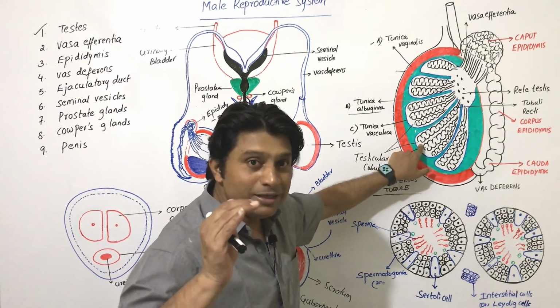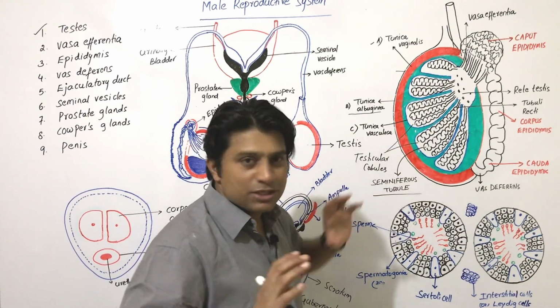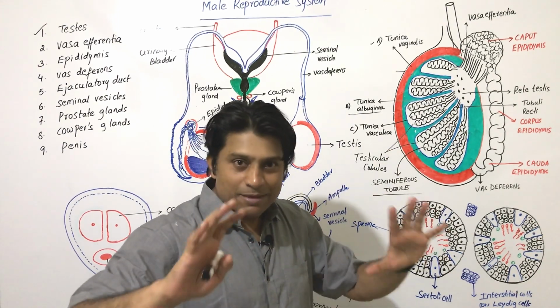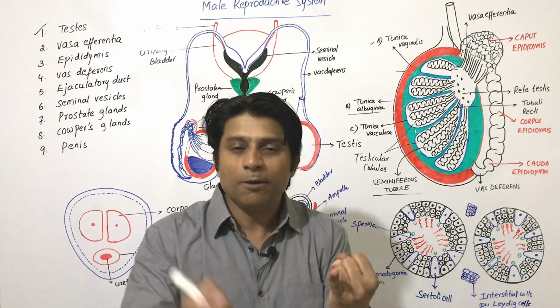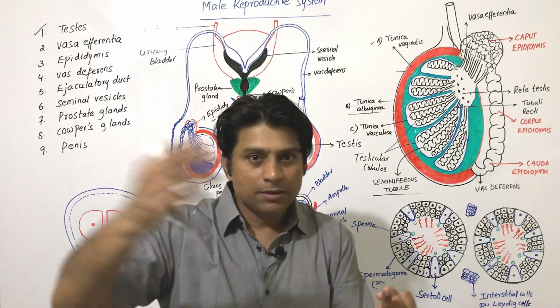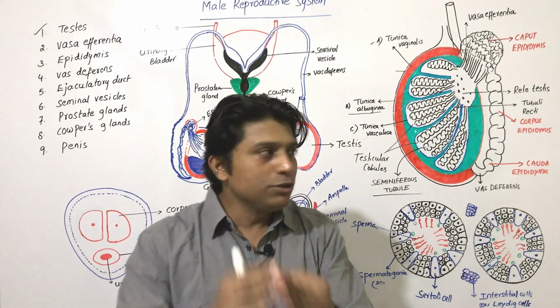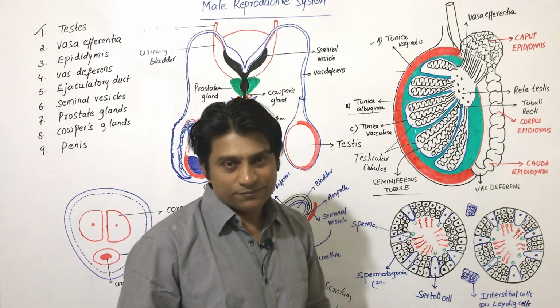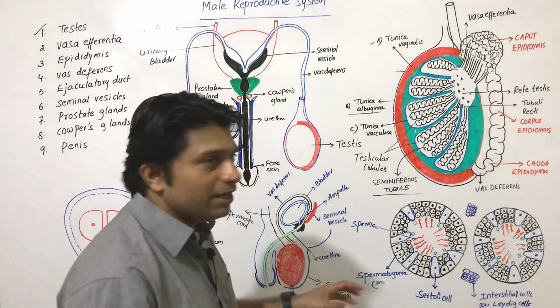So now understand the importance of seminiferous tubules. The seminiferous tubules are now everything. Seminiferous tubules are responsible for making sperms. Sperms are formed inside them, and Sertoli cells perform several functions, and androgens are also produced there. Right? Now these testes are present inside the scrotum.